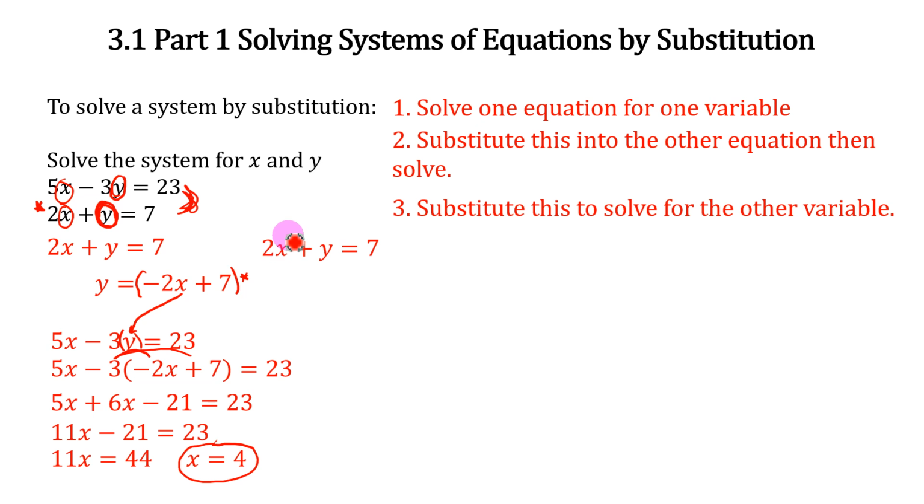Okay, so now I'm taking this x and going to plug in 4. So I get 8 plus y equals 7. Subtract 8 from both sides and get y is -1. And you write it like a point on a graph. We have an x and a y, 4 and -1.